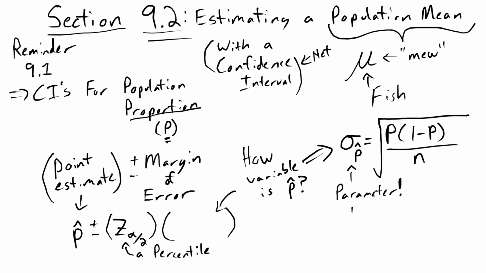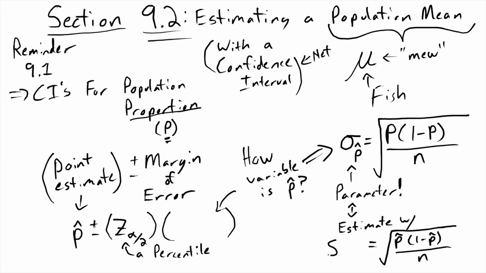So what did we do? We needed to estimate it. And what did we use? We used something that essentially has the exact same format, but instead of using p, we estimate this thing by sticking in p hat. And this is the quantity that appeared in our confidence interval for p. So it's not the standard deviation of p hat. What is it? It's a value called the standard error of p hat. It's a statistic.